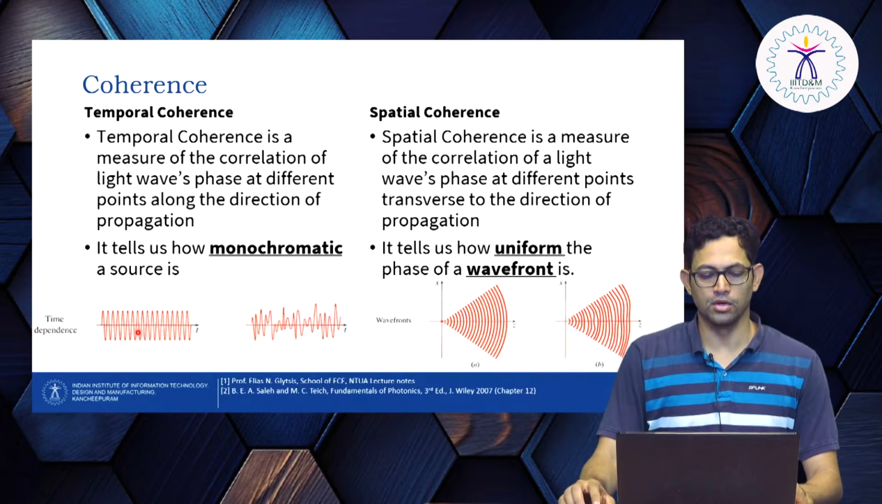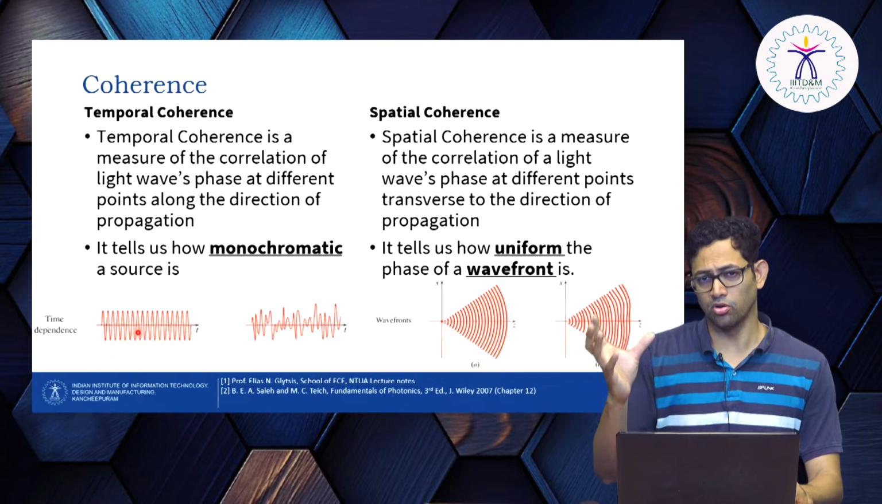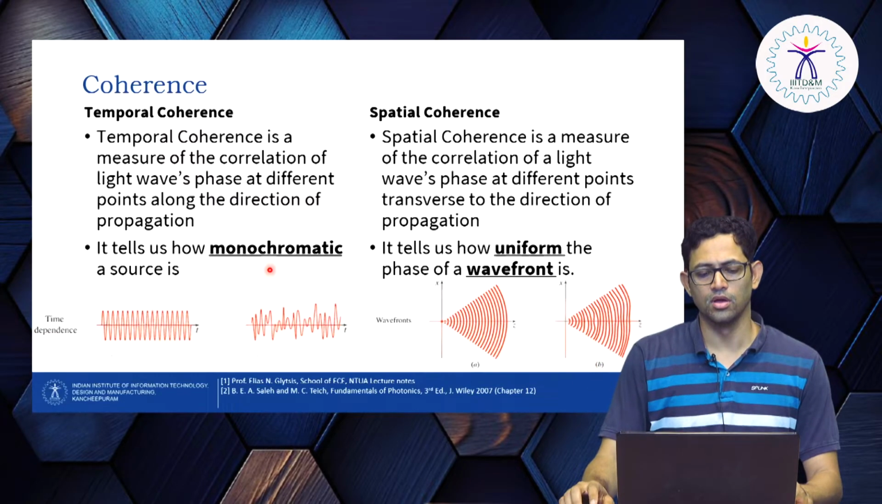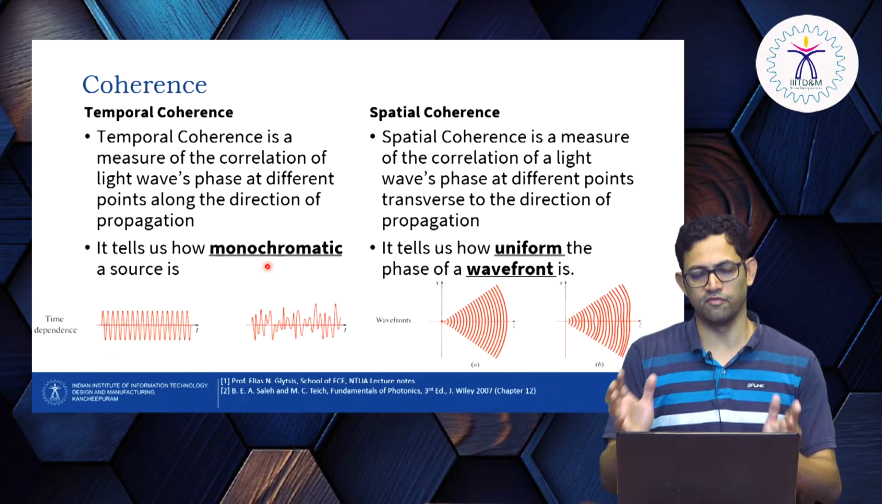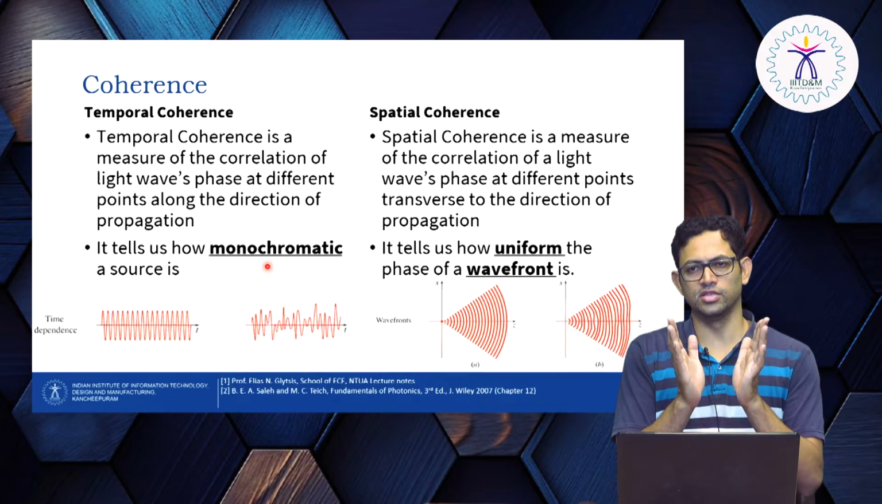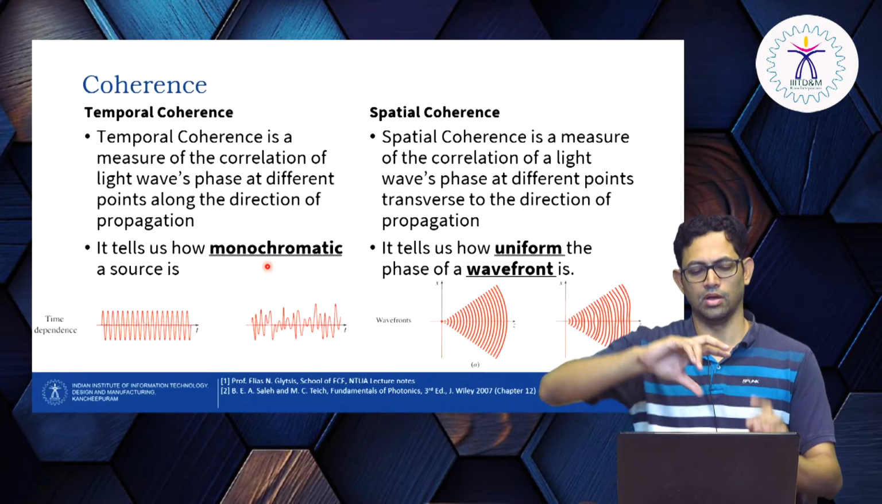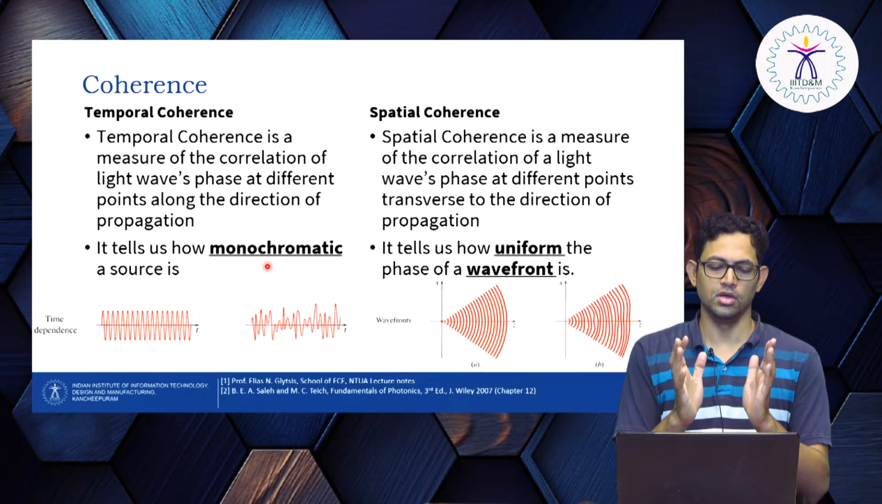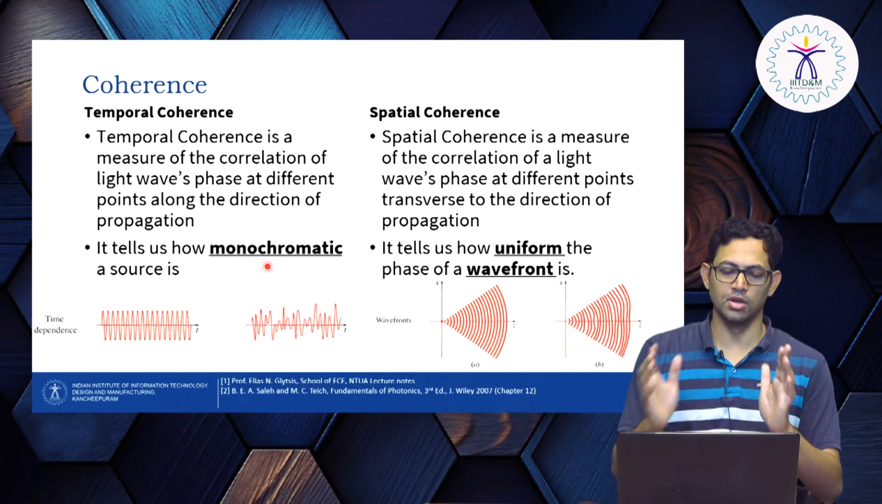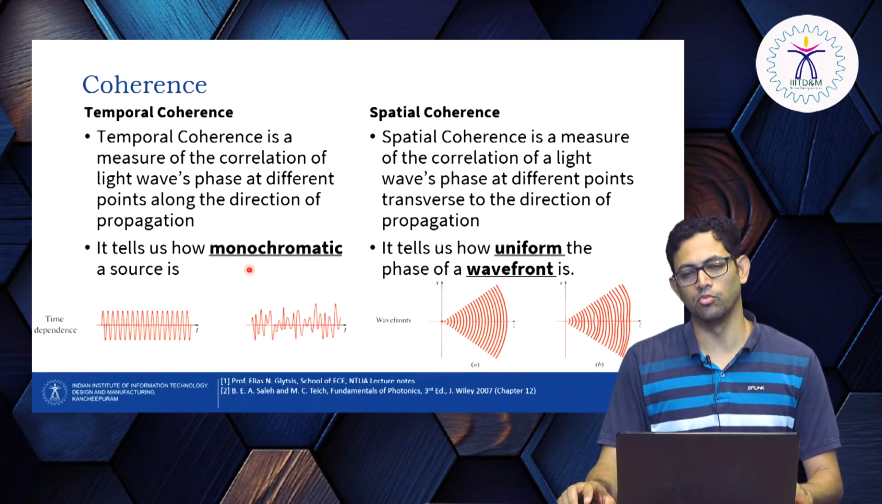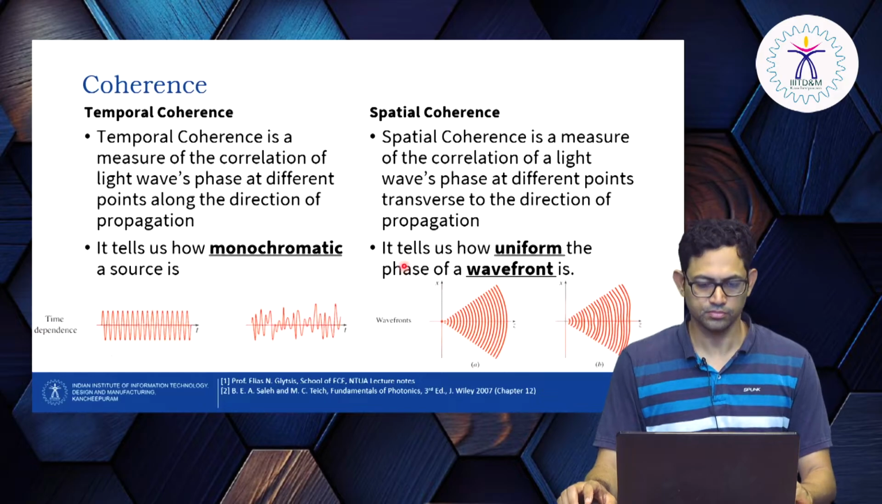The perfect temporal light source can also be described this way: if you consider the change in that phase to be minimal, then it is called a monochromatic light source, right?